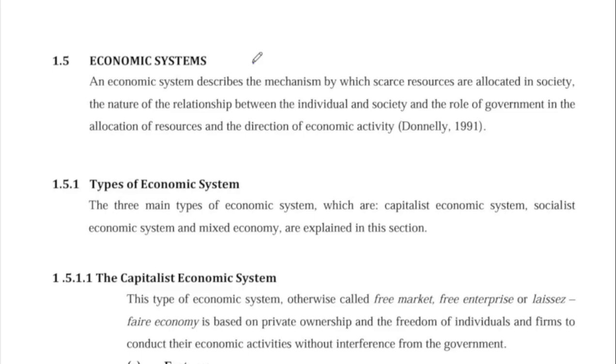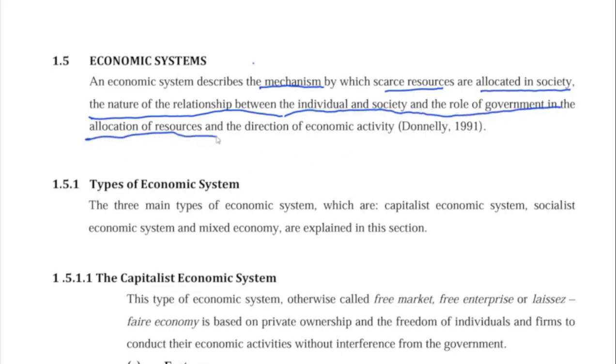What is the system? All right. So an economic system describes the mechanism by which scarce resources are allocated in society, the nature of the relationship between the individual and society, and the role of government in the allocation of resources and the direction of economic activity. This is the complete definition of what an economic system is.